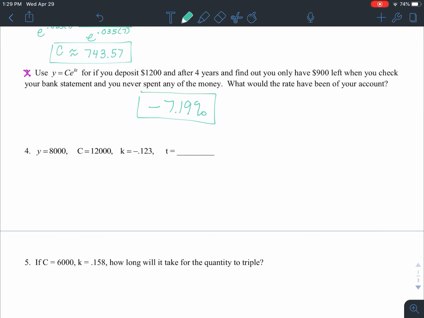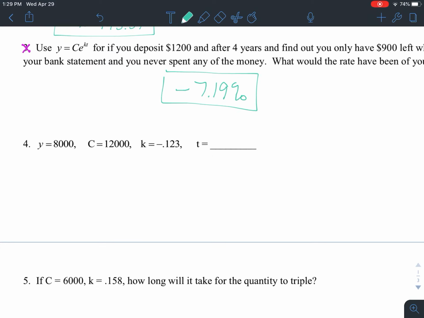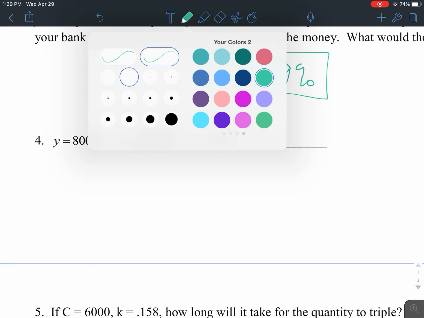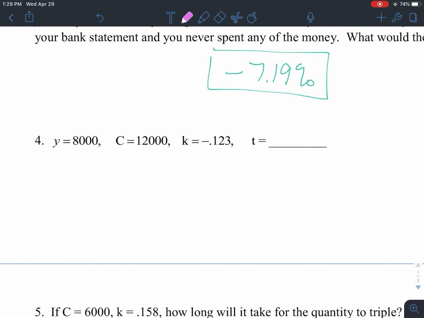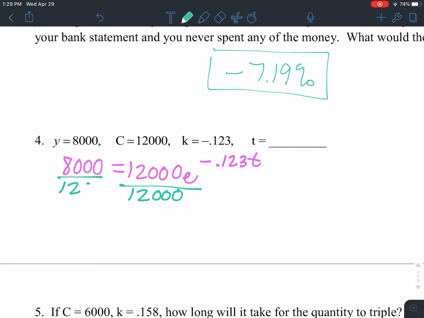4, they're just giving you fill in the blank. Given all the information, can we actually solve? Okay, easy peasy. Plug and chug. 8,000 equals 12,000 e to the negative 0.123t. Divide by 12,000, divide by 12,000. So you get 2/3 equals e to the negative 0.123t.